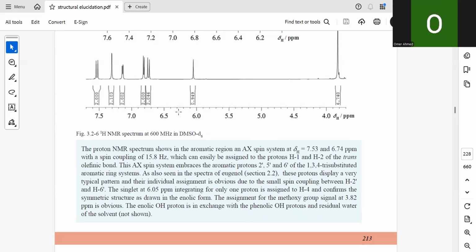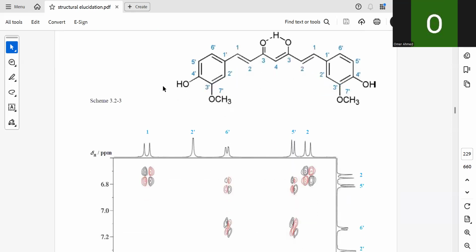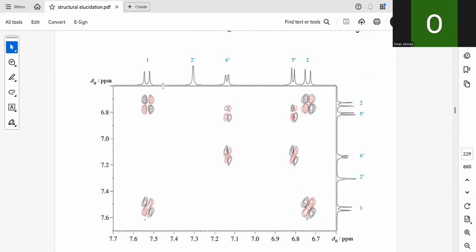So the assignment for the methoxy proton signal at 3.82 ppm, as we see previously, is obvious. So the enolic hydroxy protons are in exchange with phenolic hydroxy protons and residual water of the solvent. Here, not shown. Yeah, this is the compound, and we come to the COSY.